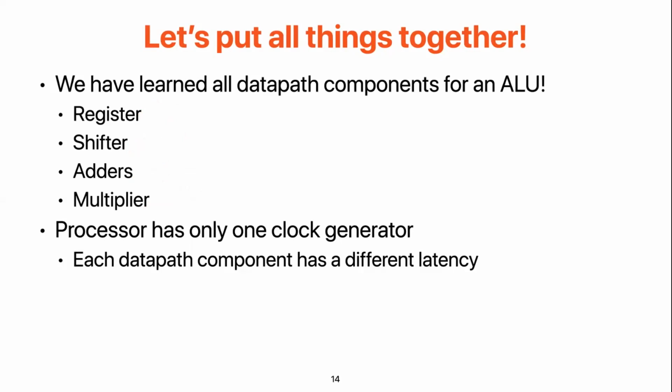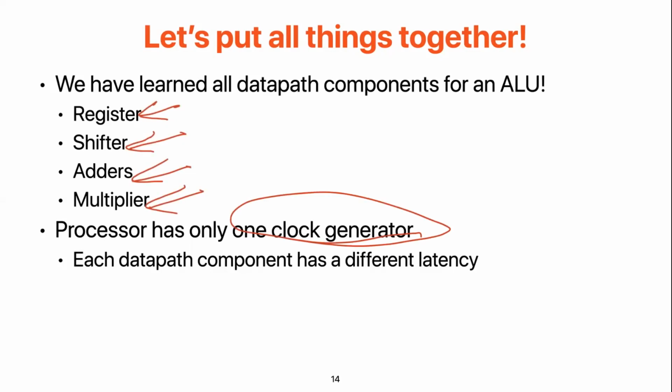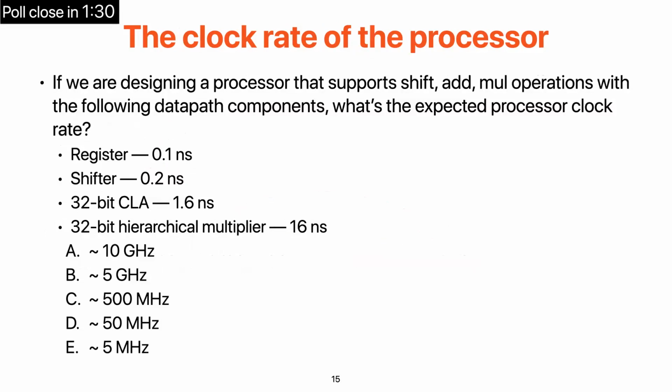However, before we start, let's take a look: if we only have one clock generator, what's the clock rate, or what's the clock cycle time we should use for the microprocessor?